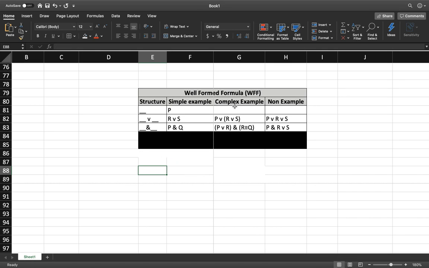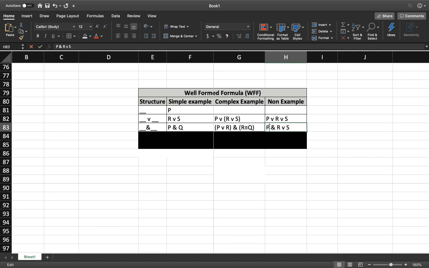A more complex example would be in parentheses P or R, and in parentheses R biconditional Q, R triple bar Q, however you want to say it. This would be a non-example because again, the parentheses are missing. It's not clear what I mean here.